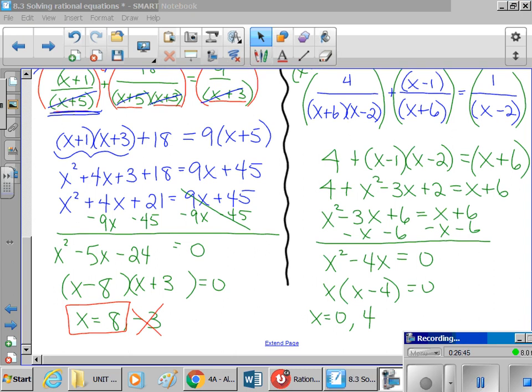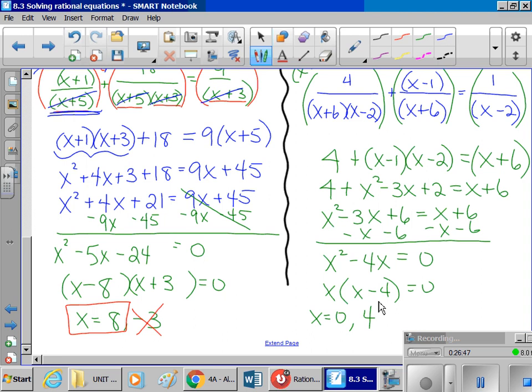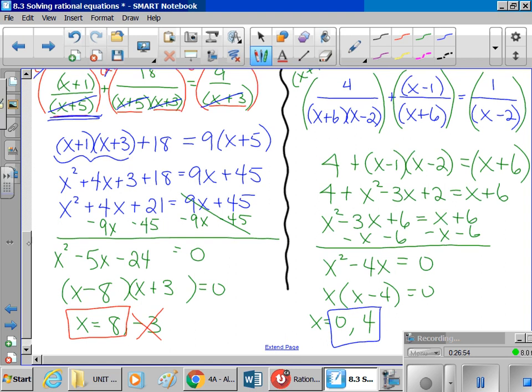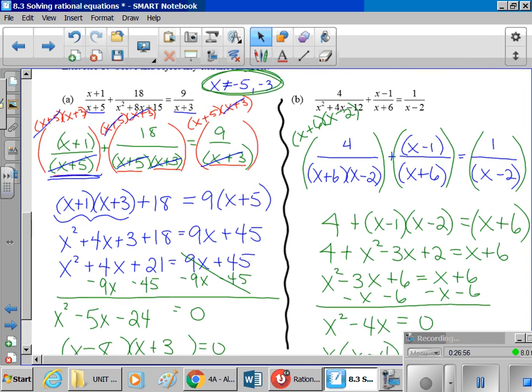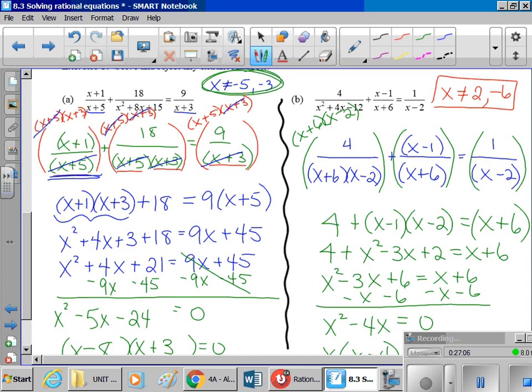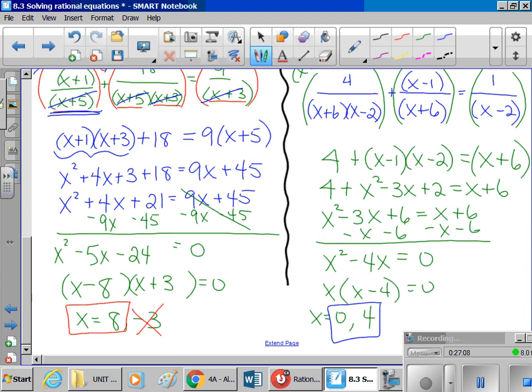And in this case, we have 0 and 4, which does not conflict with what our domain restrictions were, because up here, which I don't think we talked about at the beginning, but I always double check anyway, I know that x cannot equal positive 2, and it cannot equal negative 6. So there's my domain restriction, and that does not conflict with my answers. So therefore, I don't need to eliminate any of my x's.